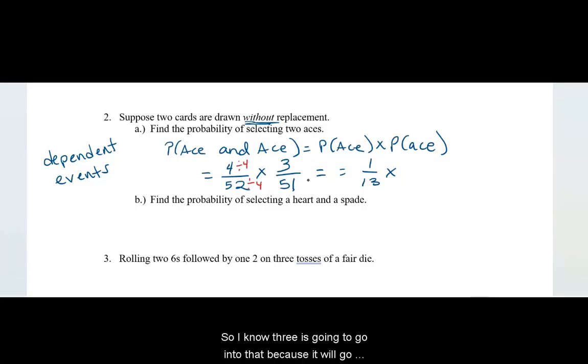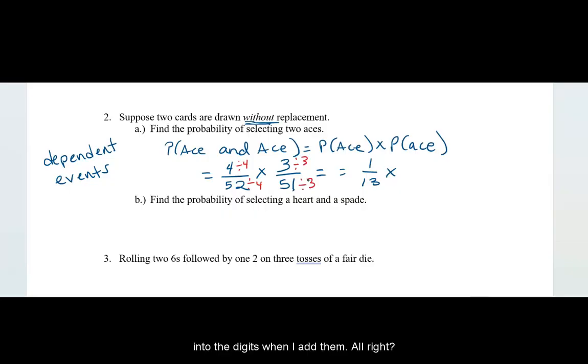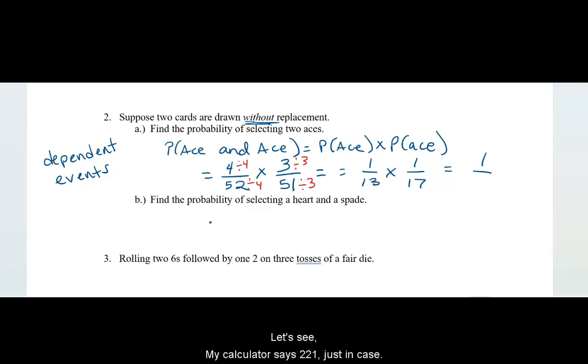So I know 3 is going to go into that because it will go into the digits when I add them. All right, so I'm going to divide by 3 for both of these. And that's going to give me 1 out of 17. Now I will multiply these, and I will just take the 13 times the 17, and that's going to give me, let's see, my calculator says 221.